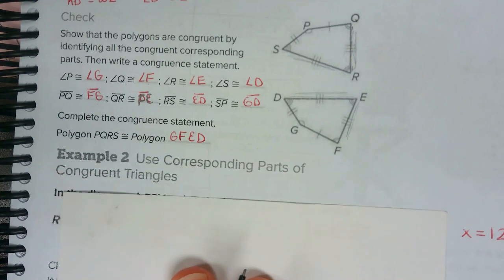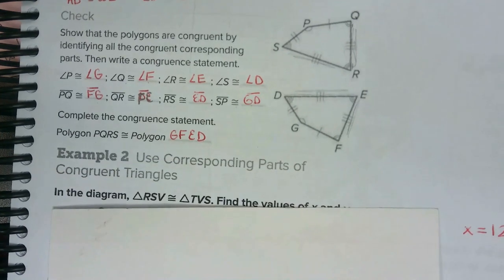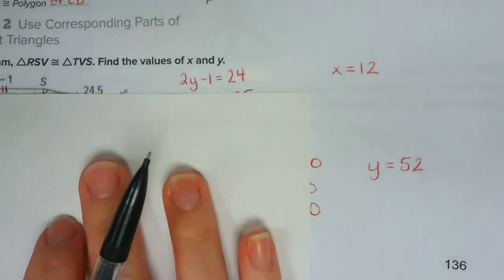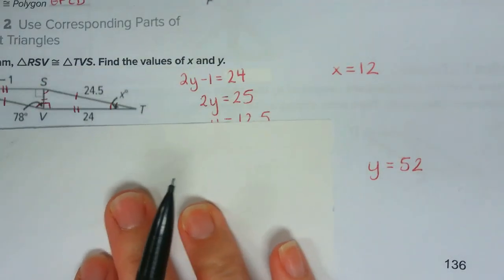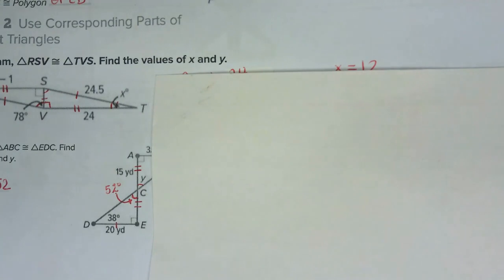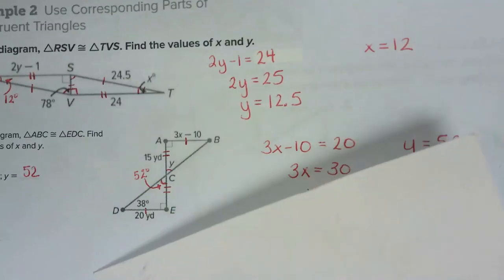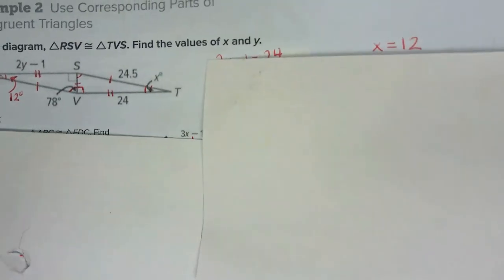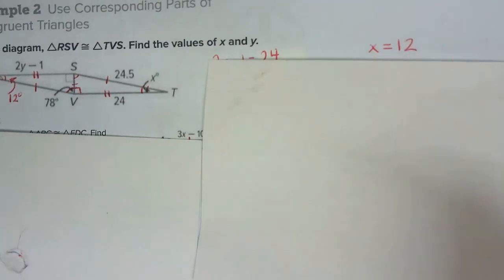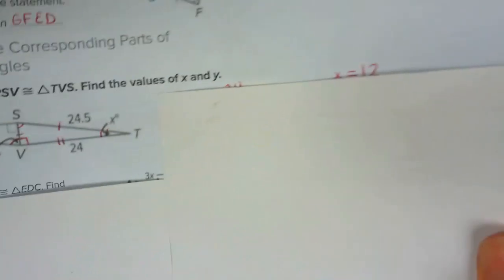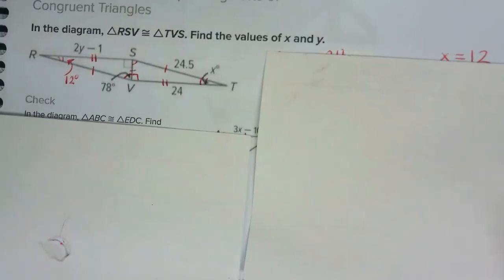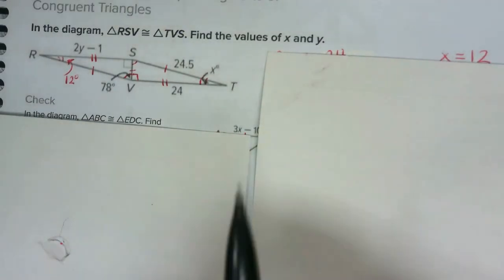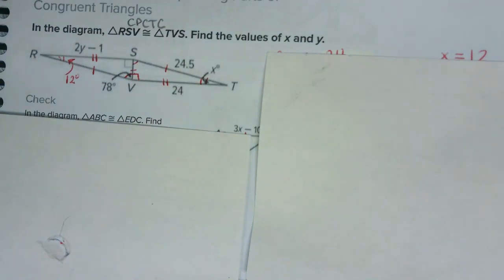Okay, so the second part is we're going to use our corresponding parts to help us find some variables. So in this diagram, they give us that the two triangles are congruent. And that's a powerful statement because if they are telling us that the two triangles are congruent, all of their corresponding parts are congruent. That's that CPCTC that we can use.